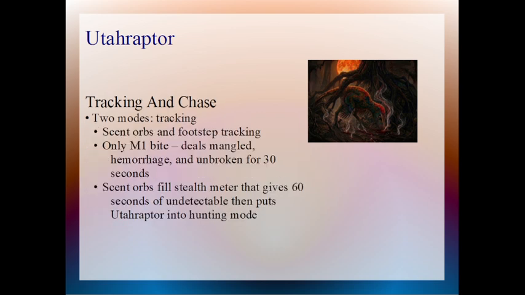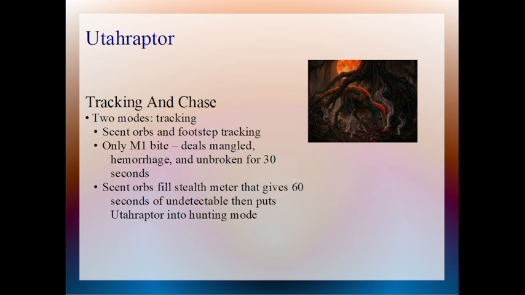So in tracking mode, we have scent orbs and footstep tracking a la Alien. So like Alien, you'll get footstep tracking within a certain radius while you're on the map. It'll be very interesting because you'll have that in your terror radius at all times, essentially, would be my bet. And then you'd have scent orbs, so you'd be building scent orbs to activate a stealth meter that'll give you 60 seconds of undetectable, and then it puts you into hunting mode.